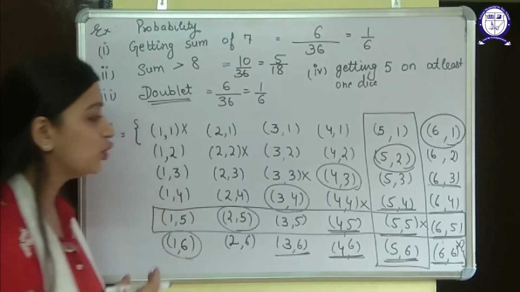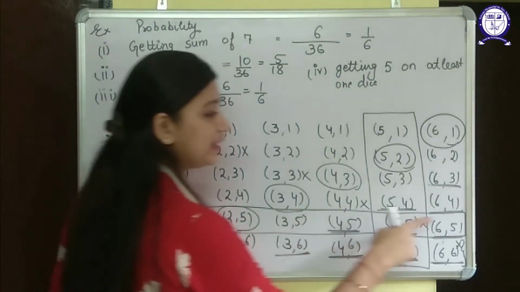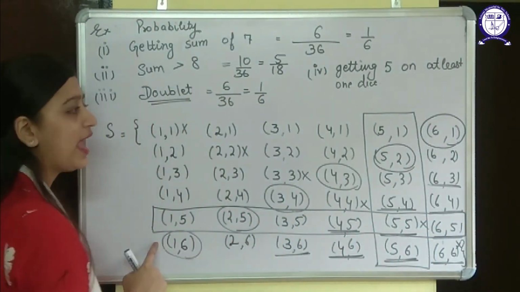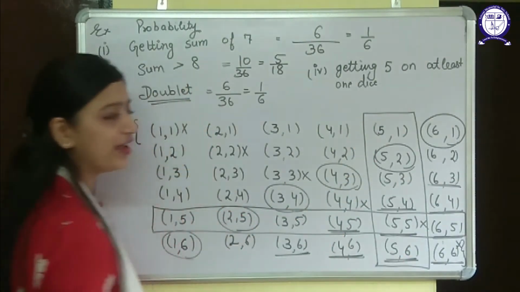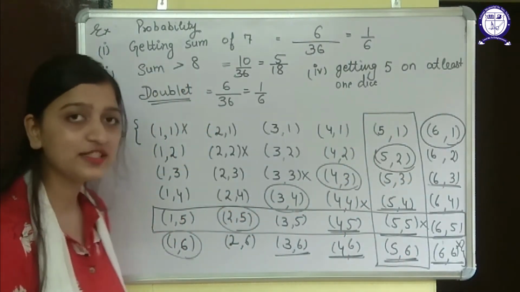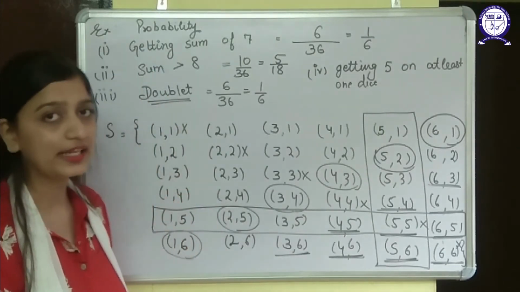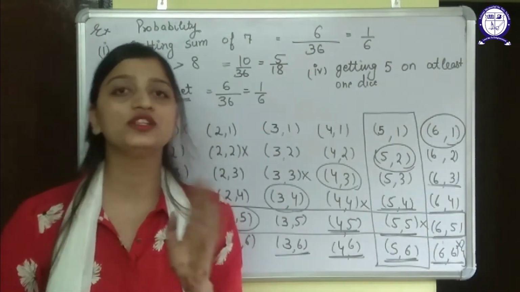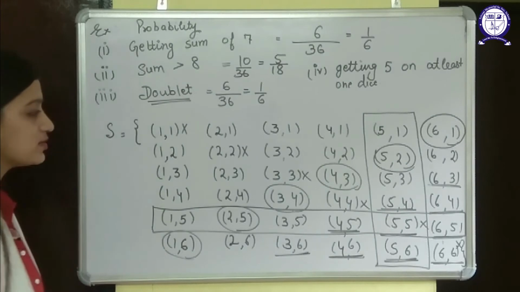Right? I have 2 lines. One horizontally, I have 5 in this line, and one vertically, I have 5 in this line. It says at least one die, that is, it can be on one die or it can be on both the dice also. So how many outcomes will be there?